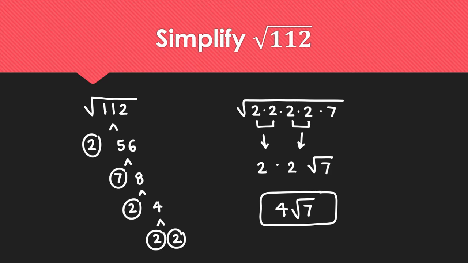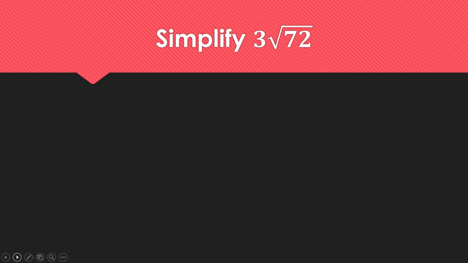Any numbers that move to the outside, you multiply them together. Any numbers that stay under the square root because there isn't a pair, those get multiplied together. So that's why my final answer was 4 root 7. Try another one. Notice this time I want you to simplify 3 root 72. So pause the video, see if you can do it.